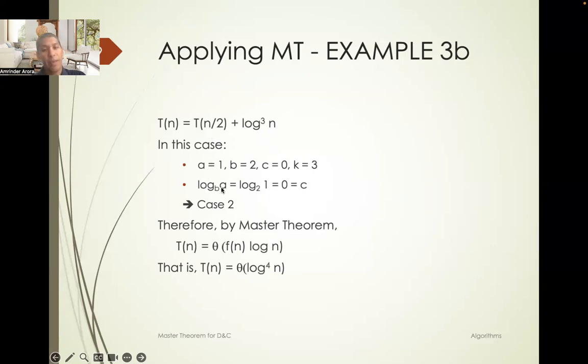So log of a to the base b is equal to log of 1 to the base 2. That's equal to 0. c is equal to 0. Therefore, now it becomes case 2, because now those terms are equal. So we'll have to take this term and multiply it with log n. So we'll get log n.